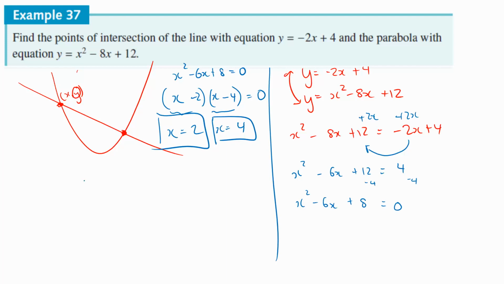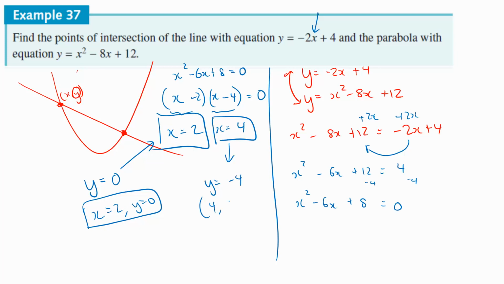So in my case here, if x was 2, y is negative 4 plus 4, which is 0. So that's when x is 2, y is 0. That's my first coordinate. And the second coordinate is when x is 4, y will equal negative 2 times 4 is negative 8. Negative 8 plus 4, which is negative 4. So that tells me 4, negative 4. These are my two coordinates. So answering the question, they said find the points of intersection. I just found them. 2, 0, 4, negative 4. Those are the points of intersection that I have.